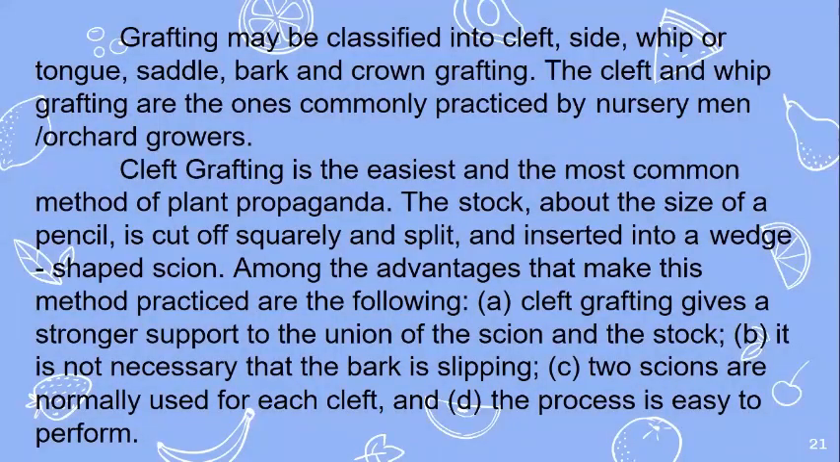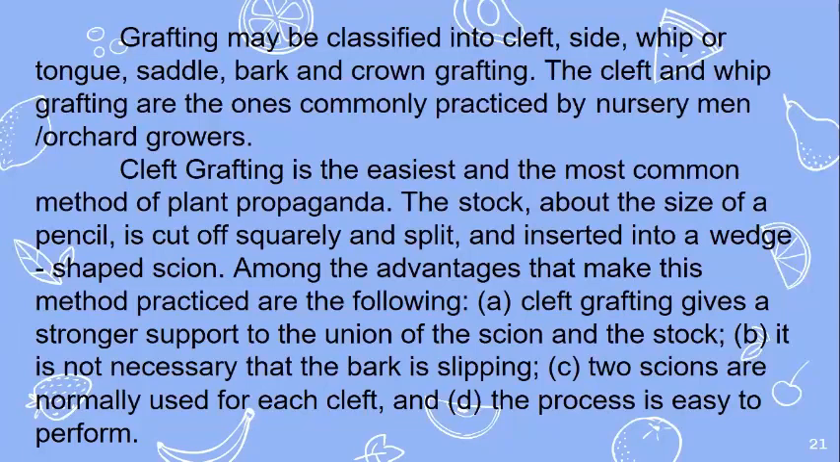So grafting may be classified into cleft, side, whip or tongue, saddle, bark, and crown grafting. The cleft and whip grafting are the ones commonly practiced by nurserymen or orchard growers. Cleft grafting is the easiest and the most common method of plant propagation. The stalk, about the size of a pencil, is cut off squarely and split and inserted into a wedge-shaped scion.